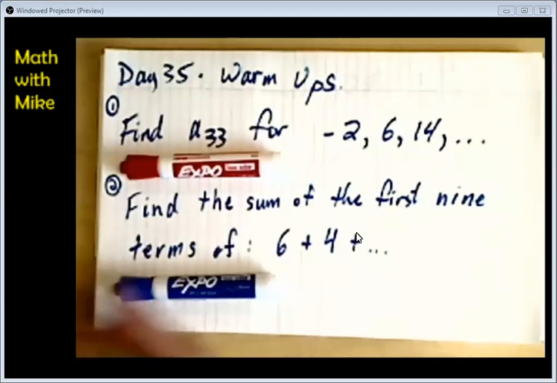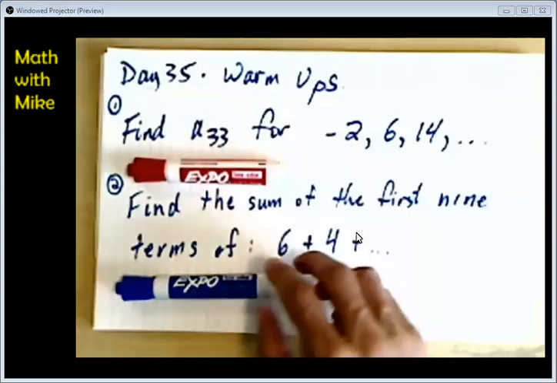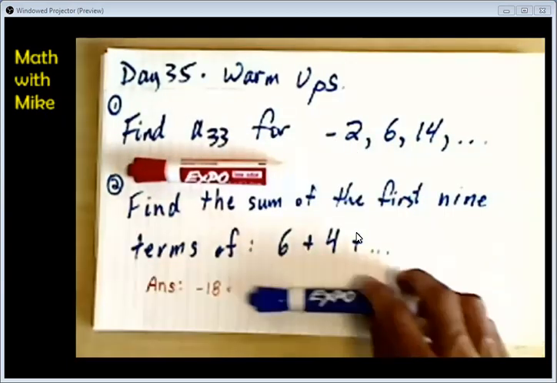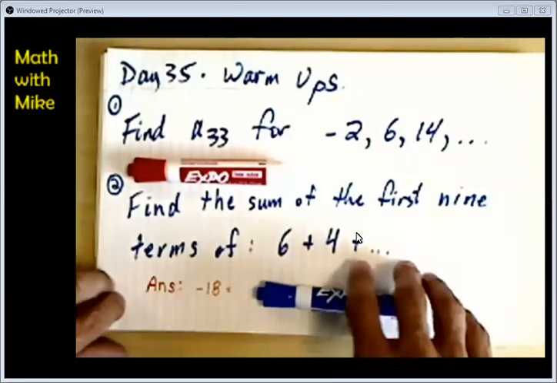Okay, welcome back. Now the answer is 254 for the first one. And for the second one, it is, as someone said in class, minus 18. Okay, so we'll take a look at how to do both of these.